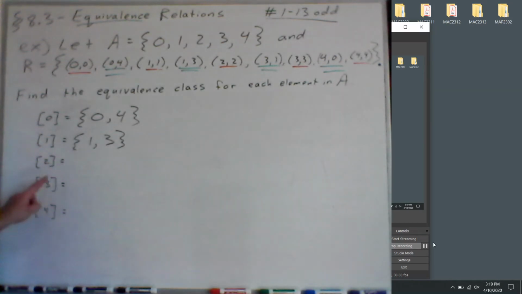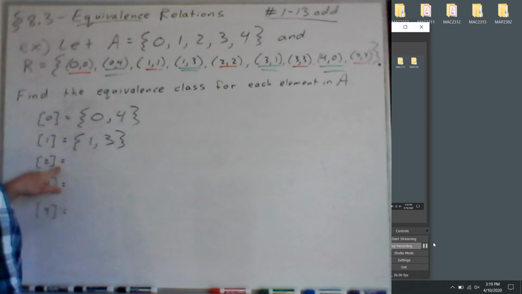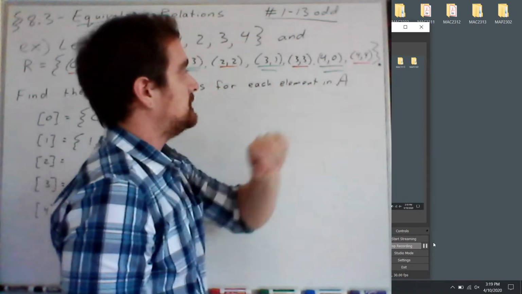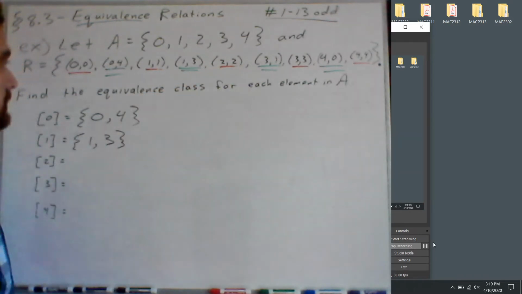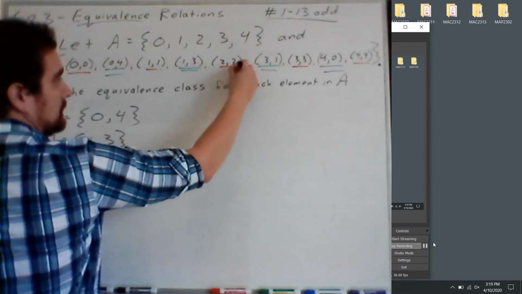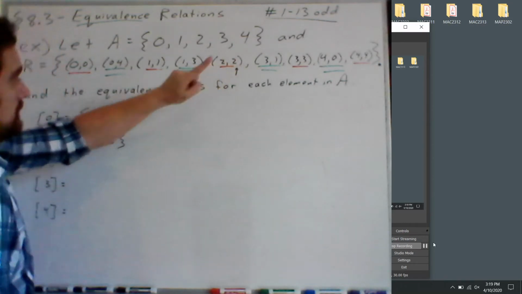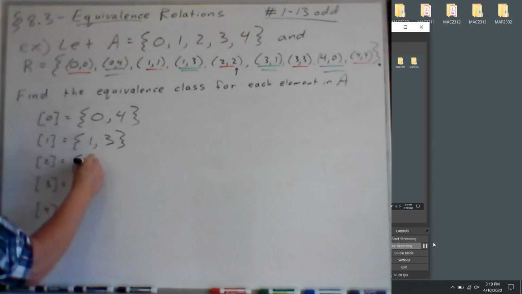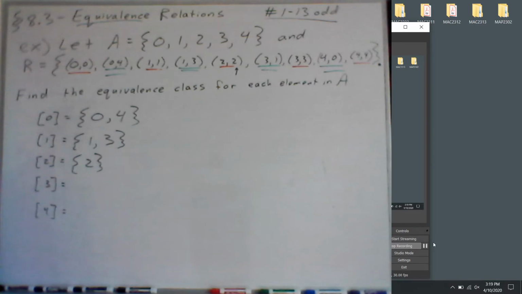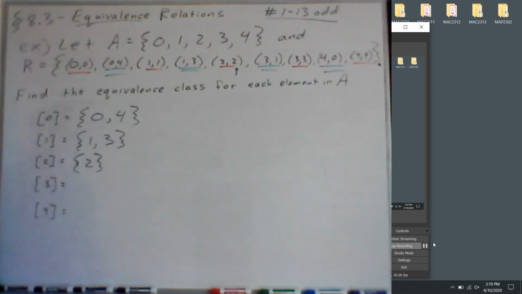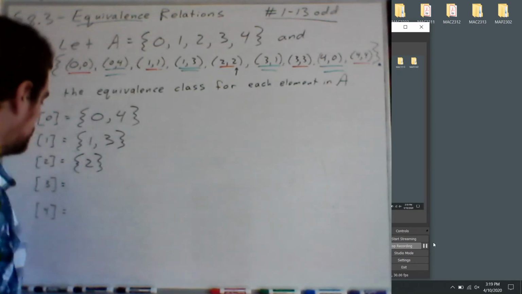Let's see which elements are related to the element 2. 2 is related to 2, and that's it. Only the element 2 is related to 2. So I'm trying to pick up some random element that's related to this 2, and it just so happens it's itself. All right, so 2 is related to 2. These are some bad squiggles I got going here. Sloppy squiggles. So that's the set. That set only has one element.